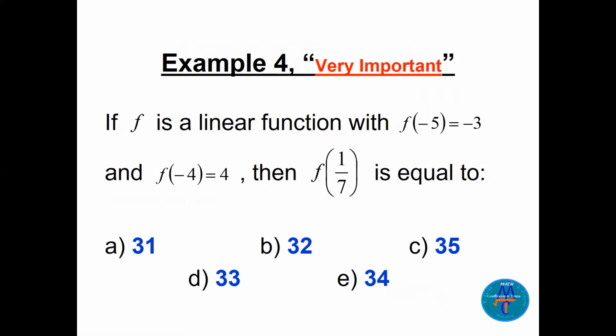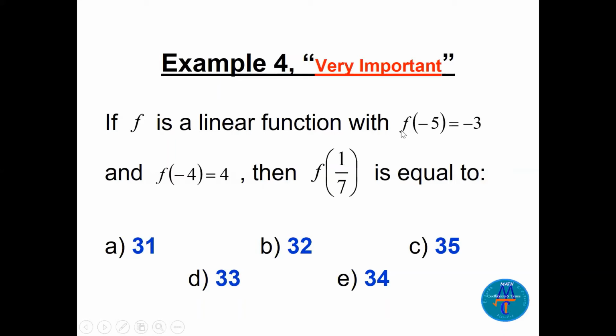Okay, example 4. This is very important. Let's see. If f is a linear function with f of minus 5 equal to minus 3 and f of minus 4 equal to 4, find f of 1 over 7. The answer is either 31, 32, 35, 33, or 34. So this is a multiple choice. So what's given? A straight line, f is a linear function.